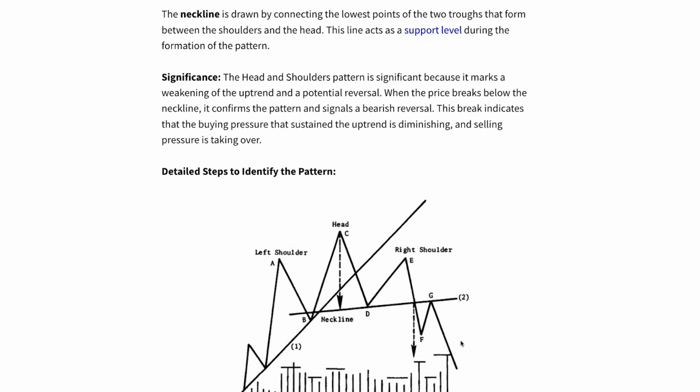and the stock, the security, will continue to fall. The significance of the head and shoulders pattern is that it marks a weakening of the uptrend and a potential reversal. Here we have the uptrend. And in real life, we'll go and look at some images. It's not always going to be this perfect, but this is the general form that it's going to take. When the price breaks below the neckline, it confirms that the pattern and the signal is now a bearish reversal.